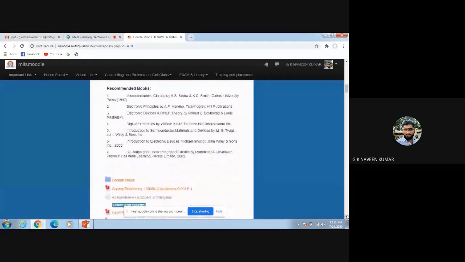And regarding the textbooks, you can prefer the online textbook, if any is available. I will send you through email, and if you are able to find it through internet sources, you can find it online. The main subject topics will be available in this textbook. Third one, Electronic Devices and Circuit Theory by Robert Boylestad and Nashelsky. And the second one is A.S. Sedra and K.C. Smith, Oxford University Press. These two books are sufficient for your first 4 units.